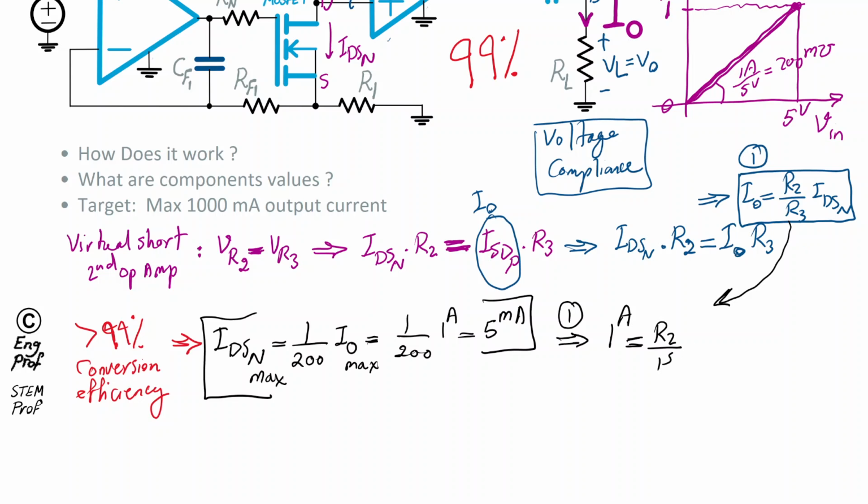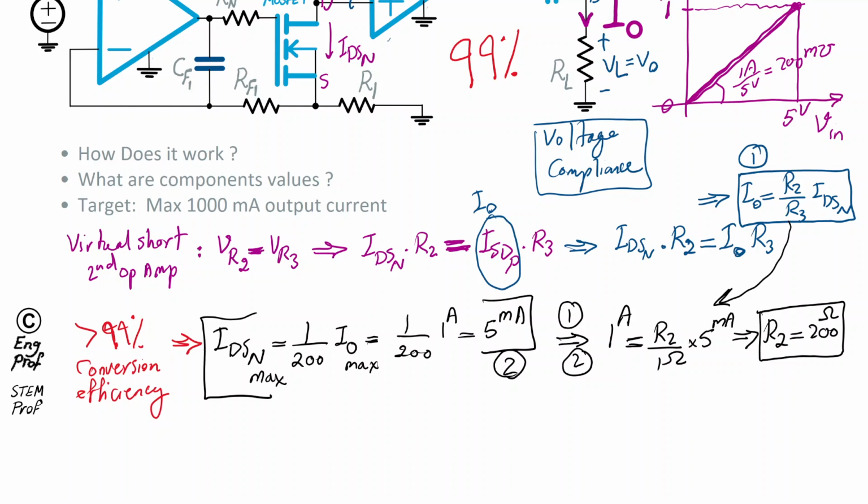And we just found that in equation 2, IDS N max is 5 milliamp. So basically this is 5 milliamp. That defines the resistor R2 to be 200 ohm, which is a very good choice in terms of availability. So the recommendation is that the value of R2 is 200 ohm.